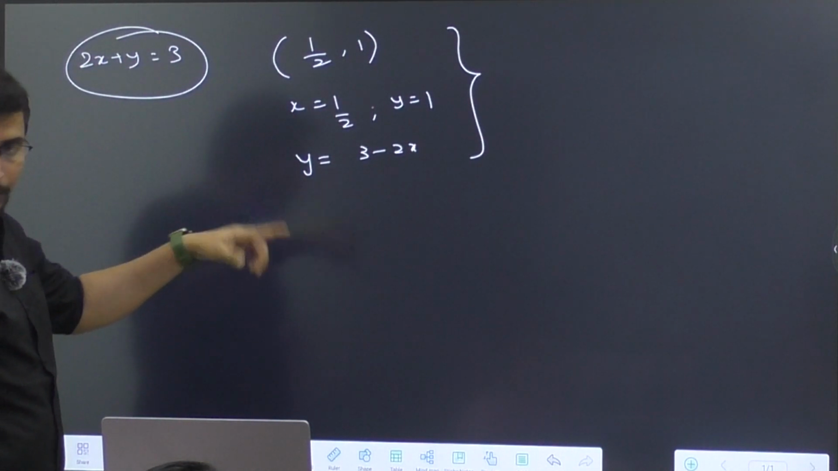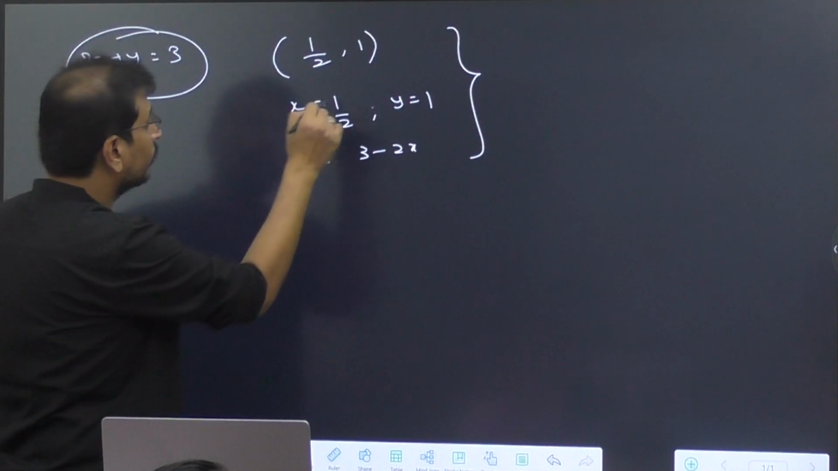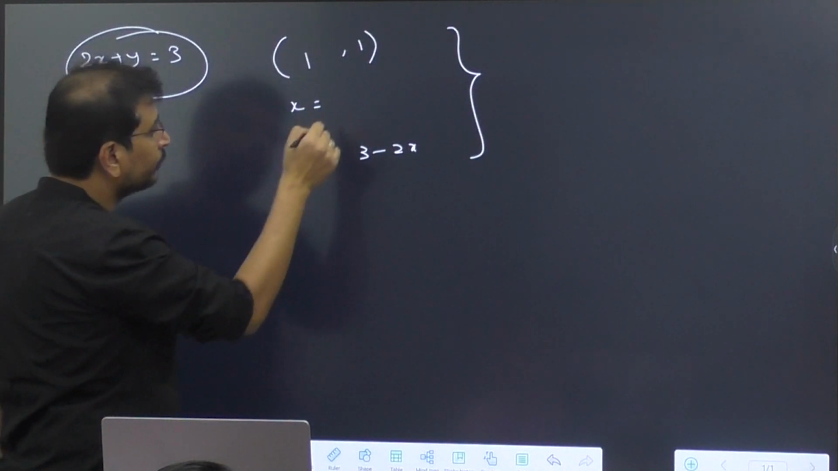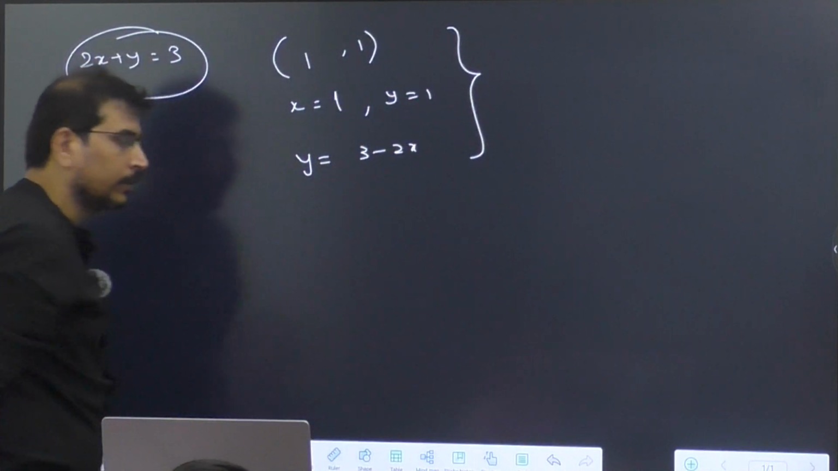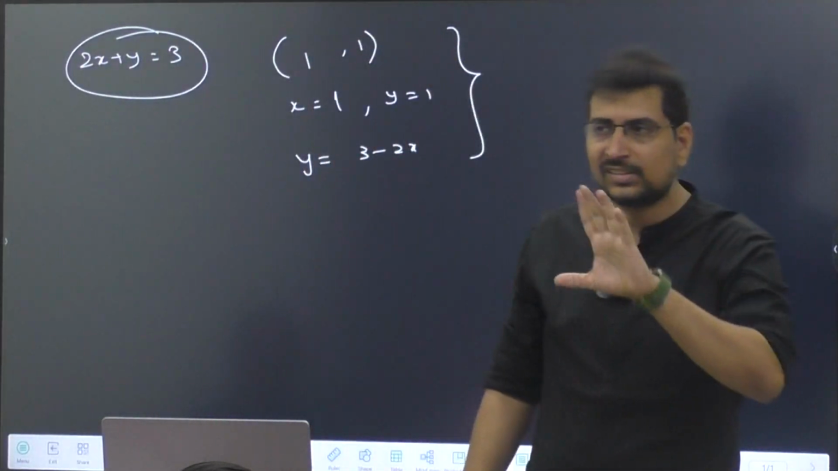Half and 1, yeah, 1 and 1, right? Okay, whatever it is. But I'm just trying to concentrate on this part. So x is equal to 1, y is equal to 1. If you see, the different ways of representing are directing towards the same point.